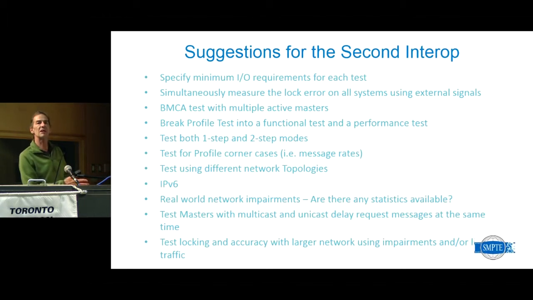We're going to do the multiple active master test where we have multiple masters on the network and one of them is, say, the strongest. And then we pull his plug so he's weak, and we make sure everybody switches correctly and cleanly and slaves don't freak out and wander to different times.